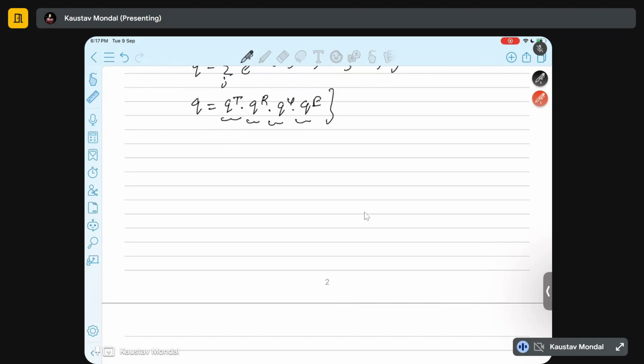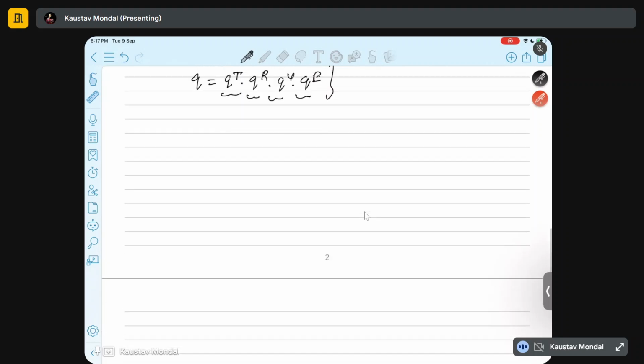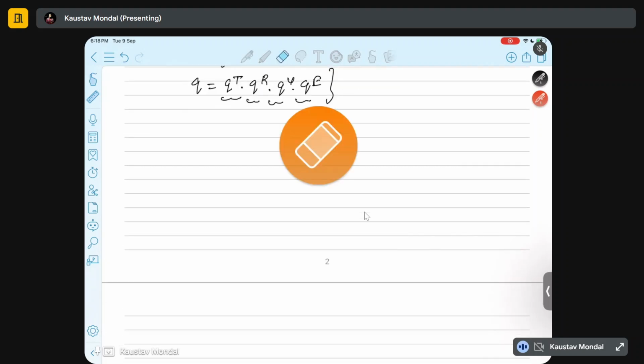So the rotational part looks like this. First, let me write the rotational energy level. From the atomic molecular part, you already know, from the spectroscopy part also, the rotational energy levels of a molecule look like this.